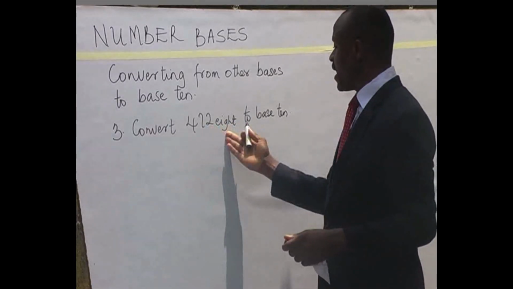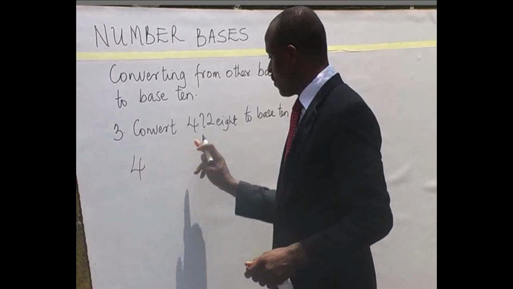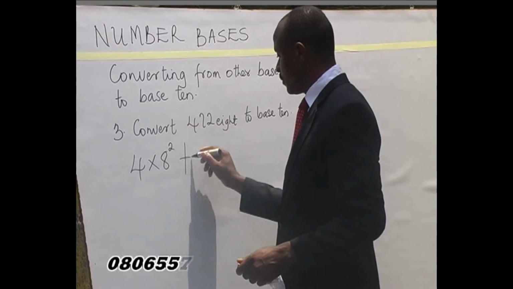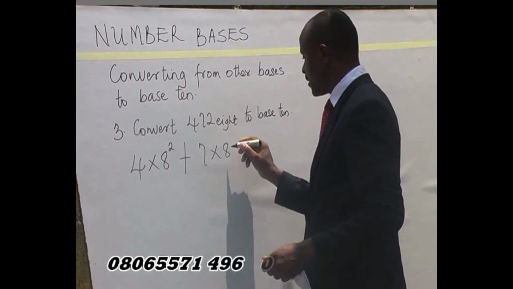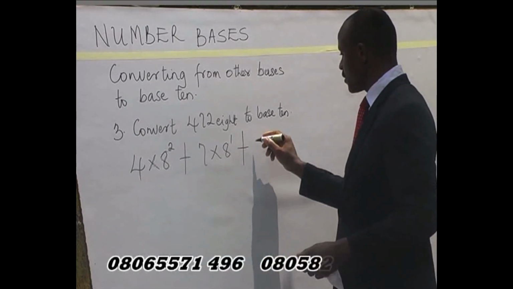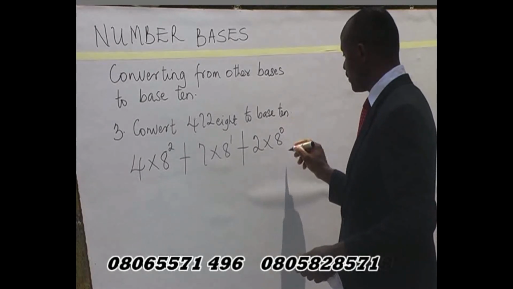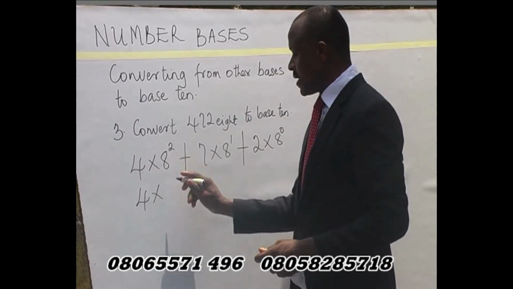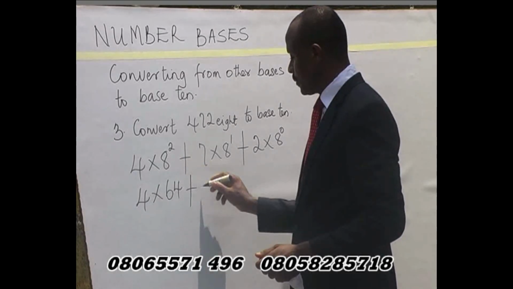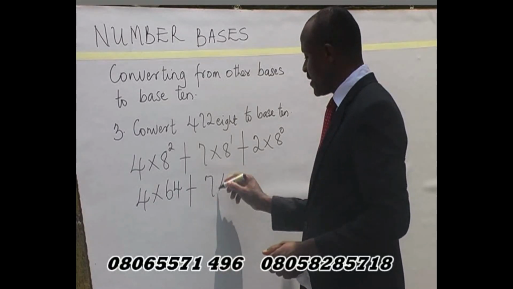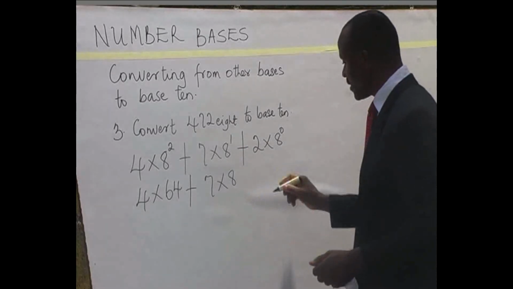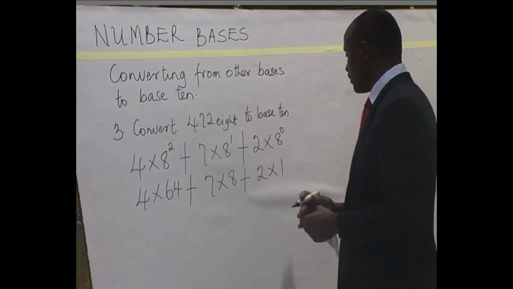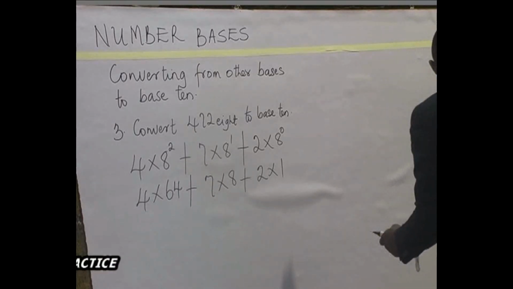Convert 472 base 8 to base 10. 4 times the base 8 exponent 2, plus 7 times 8 exponent 1, plus 2 times 8 exponent 0. This will give us 4 times 8 squared means 8 times 8, and 8 times 8 is 64. Plus anything exponent 1 is that thing. That means 8 exponent 1 is 8. Plus anything exponent 0 is 1. So we have 8 exponent 0 giving us 1. See your calculator?